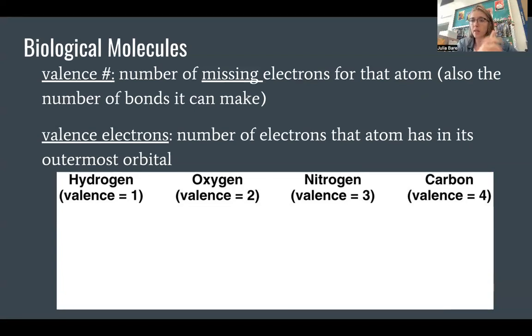Now, be careful because the term valence number and valence electrons often get confused. Valence number is the number of missing electrons from the atom, right? So this is also the number of bonds that it can make. The number of missing electrons is also the number of bonds that it can make. Valence electrons are the number of electrons that an atom has in its outermost orbital.